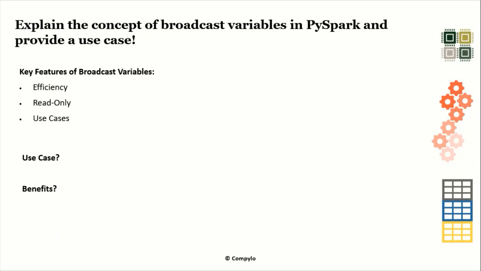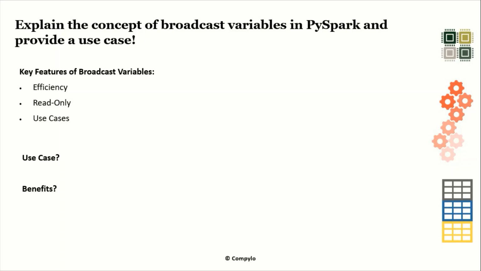Let's take an example use case, and that can be joining large datasets. Imagine you have a large data frame of user data and a smaller data frame containing user settings. If you need to join these two datasets multiple times in your computations, broadcasting the smaller settings data frame can improve efficiency.